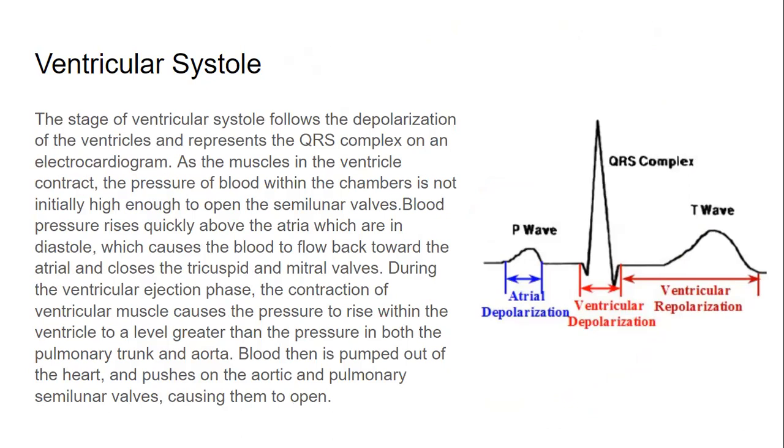During the ventricular ejection phase, the contraction of ventricular muscles causes the pressure to rise within the ventricle to a level greater than the pressure in both the pulmonary trunk and the aorta. So then blood is pumped out of the heart and pushes on the aortic and pulmonary semilunar valves, which causes them to open. So here we have a great graph that shows the atrial depolarization, ventricular depolarization, and the repolarization of the ventricles.